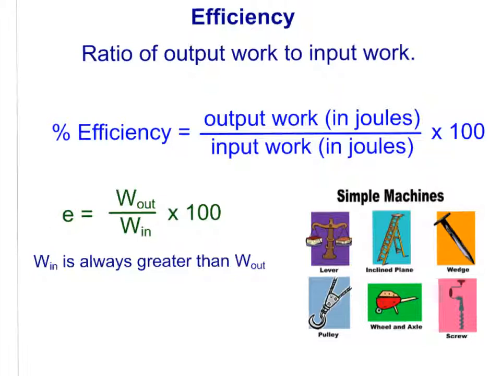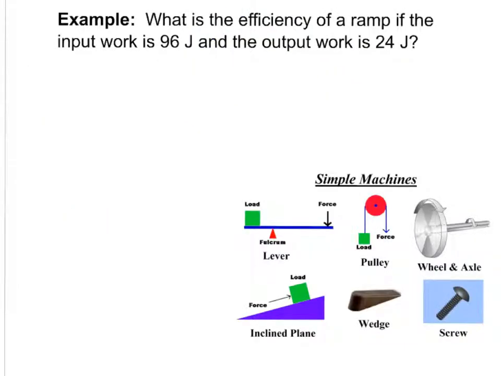This is a simpler way to write it, if you're comfortable with that. Little e for efficiency, and percent efficiency is the work out in subscripts, divided by capital W for work in, times 100. And remember to always divide those together and get an answer first before you multiply by 100. Work in is always greater than work out. Let's do a sample problem together.